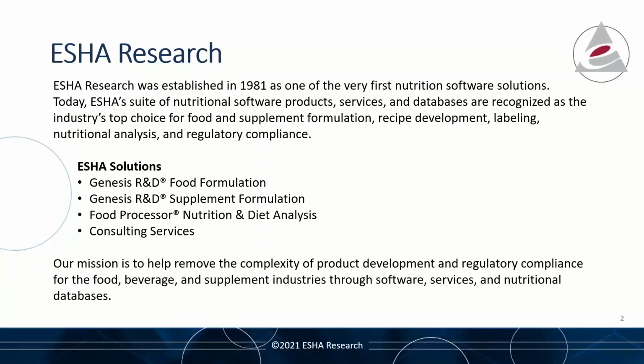Before we get into the main topic, let me give you a little background on Esho real quick. Esho was established in 1981 and has grown from offering one of the first nutrition and labeling software solutions to a full suite of products and services that include our Genesis R&D Foods, Genesis R&D Supplements, the Food Processor for dietary analysis, and our consulting services that provide labeling services, formula review, and expertise for customized projects.